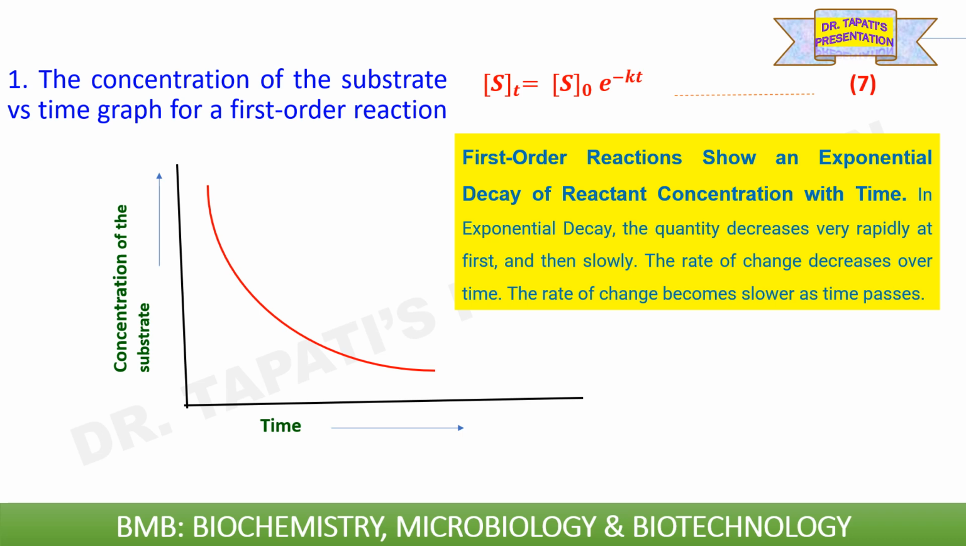First graph is regarding the concentration of the substrate versus time graph. Concentration of the substrate, that is S, versus T, time, graph for first order reaction. As you know, equation 7 was St is equal to S0 e to the power minus kt. If we follow this equation, we can get this type of graph.